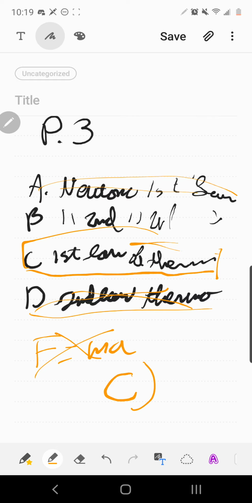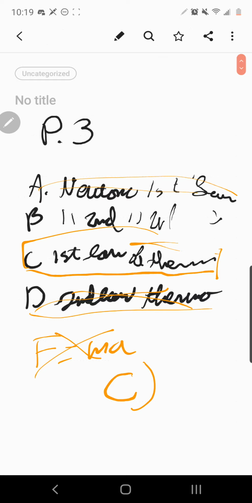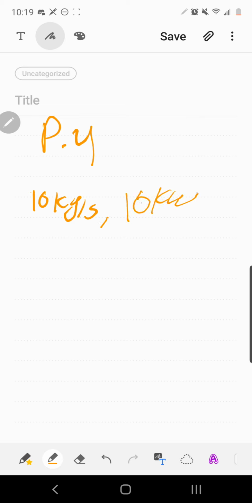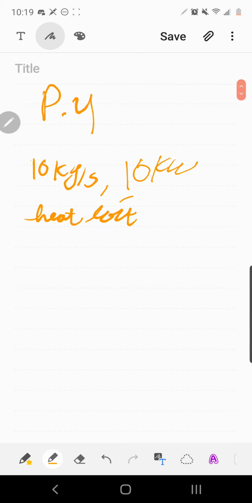All right, let's move into problem number 4. Steam flows into a turbine at a rate of 10 kilograms per second, and 10 kilowatts of heat are lost from the turbine. Elevation and kinetic energy are negligible. What is the power output?